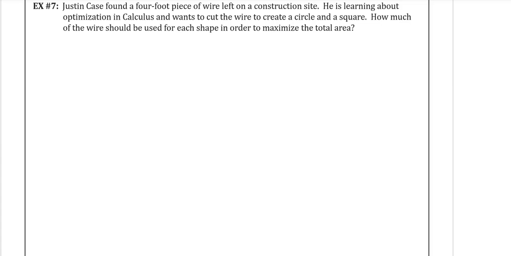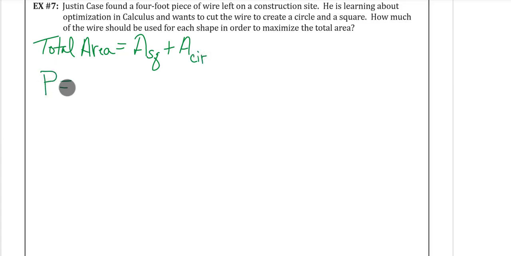So what we're starting out with is our total area is going to equal the area of the square plus the area of the circle. Okay, what we do know is that our perimeter has to be 4 feet, because that's the piece of wire we have. So that's going to have to make up the perimeter of the square plus the perimeter. I'm going to call it the perimeter, but it's really the circumference of the circle.